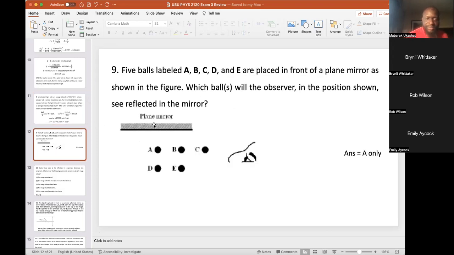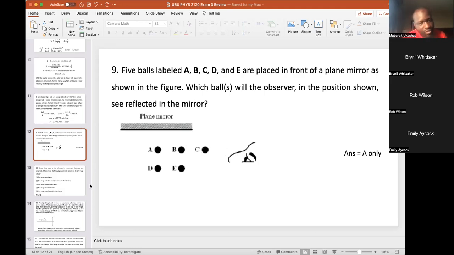The next one, number 9. Five balls labeled A, B, C, D, and E are placed in front of a plane mirror as shown. Which ball or balls will the observer in the position shown see? So this is just geometry. You're going to draw straight lines. Let's assume the lines go to the edge here, the very farthest they can reach. If I go from B to this edge and reflect at the same angle, I can never cross this guy's eye.